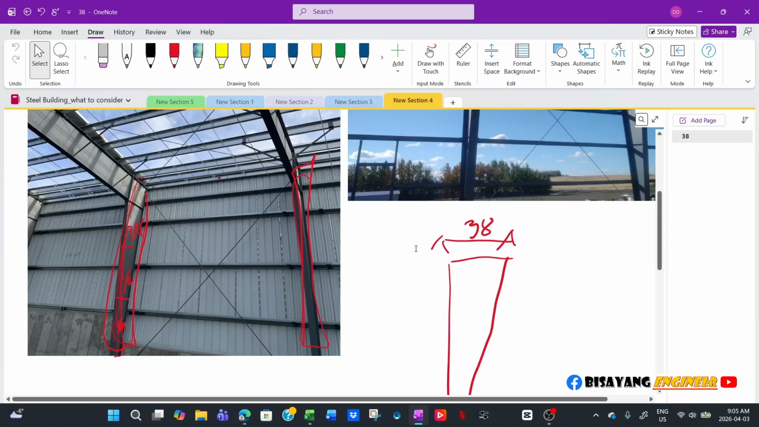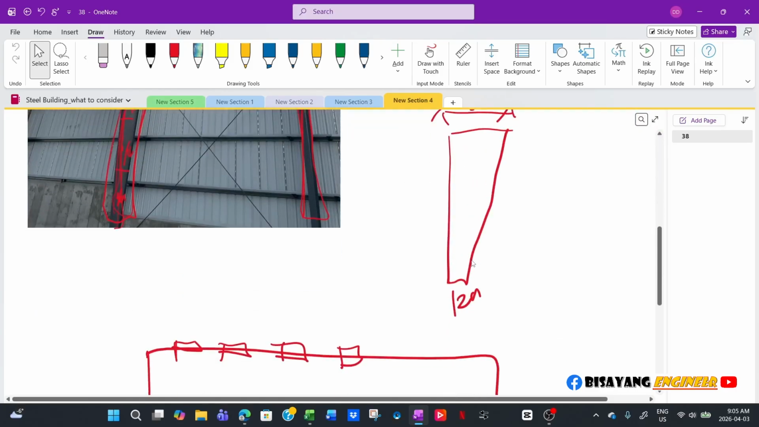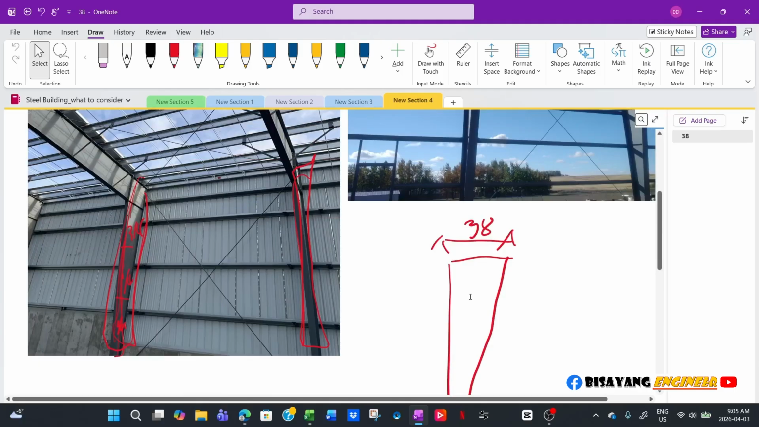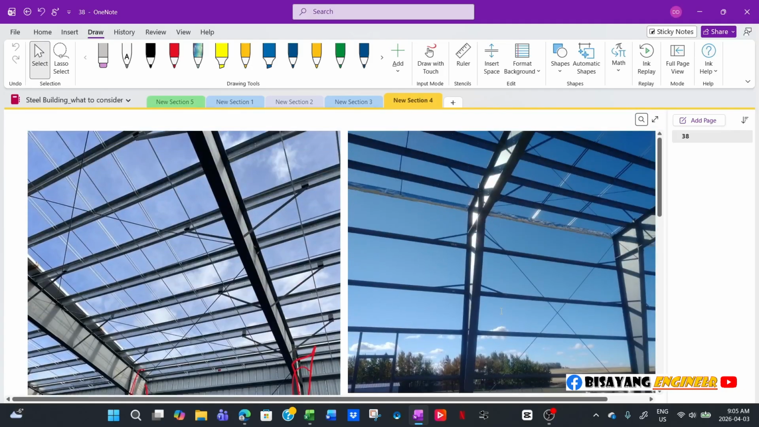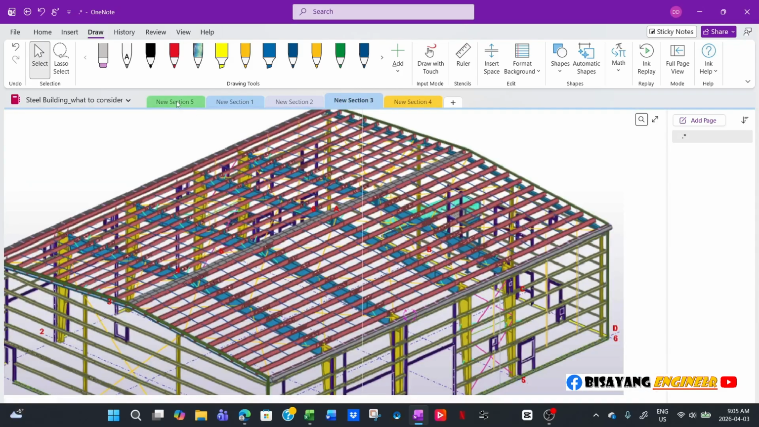And then maybe by the time you practice your profession, or when you become an engineer and you design something like this one, then maybe it's time to consider the non-prismatic section, like the tapered section, because it's really efficient. It will make your structure lighter, and eventually your lateral load will be smaller.